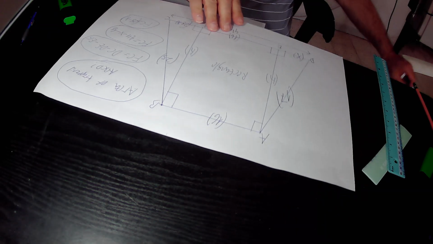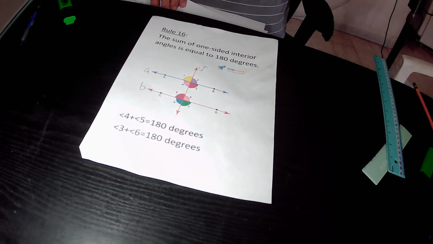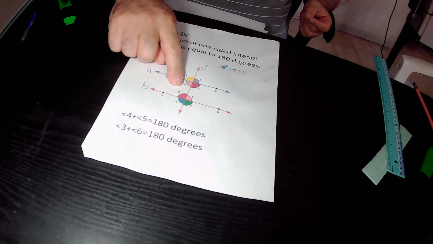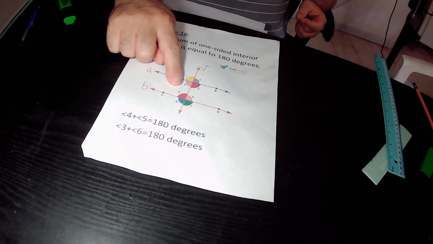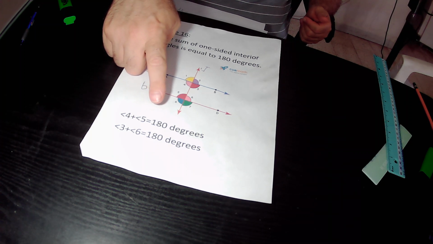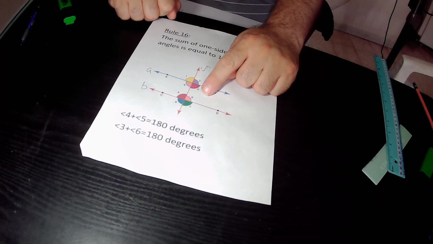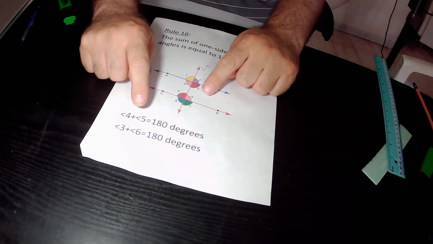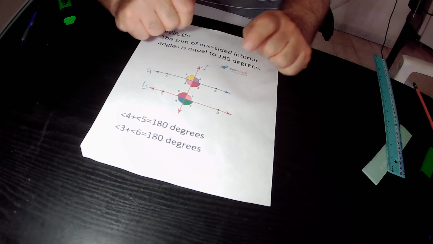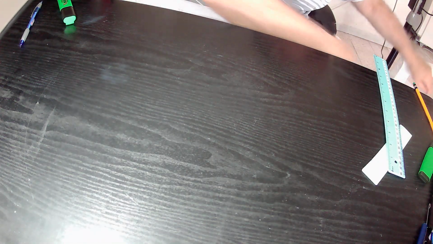So if we look at rule 16, according to rule 16, the sum of one-sided interangles is equal to 180 degrees. Those two angles 4 and 5 are both defined as one-sided interangles, and therefore according to rule 16, the sum of those two angles is equal to 180 degrees. Here, angle 4 plus angle 5 is equal to 180 degrees. Likewise, those two angles are both defined as one-sided interangles, and therefore the sum of them is equal to 180 degrees. That is to say, angle 3 plus angle 6 is equal to 180 degrees according to rule 16. So we can actually implement rule 16 in our drawing.